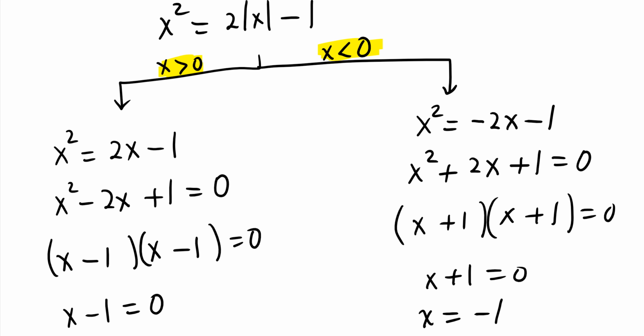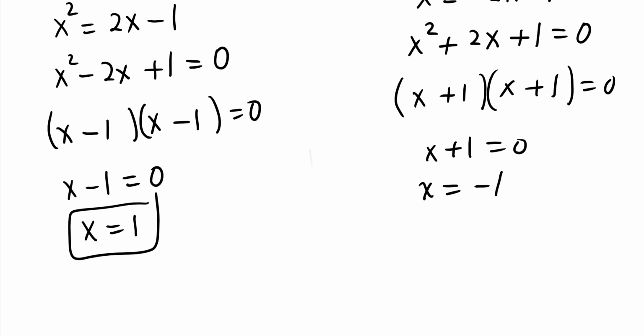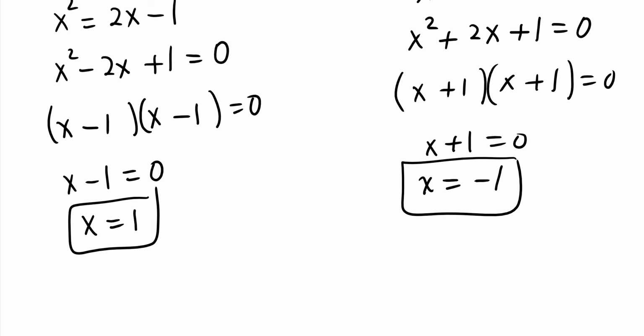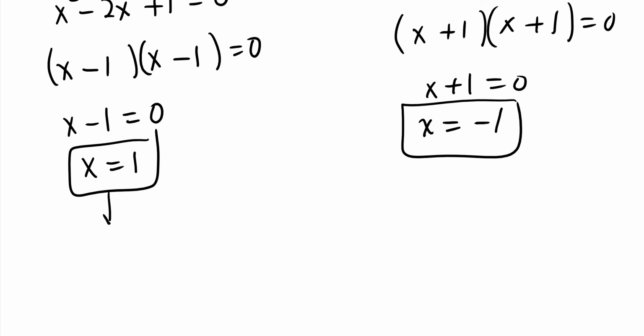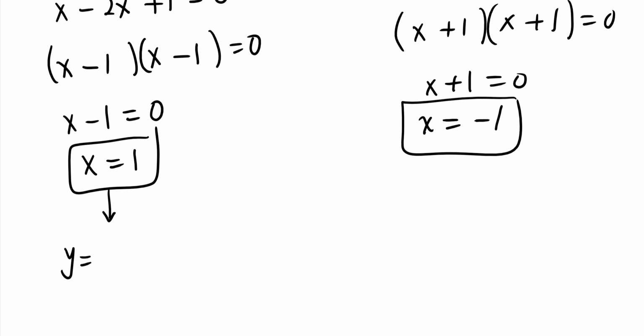Let's see. In the first one, x must be positive, so this is okay. In the second one, x must be negative, so that's okay. Don't forget to find the corresponding y values. Y was the x squared. Let's take the x squared.